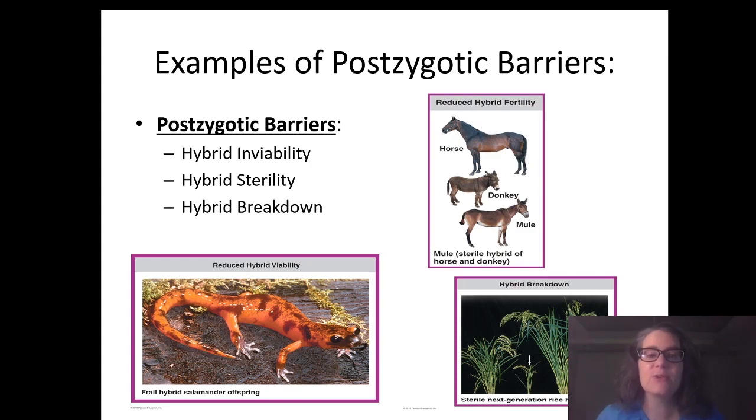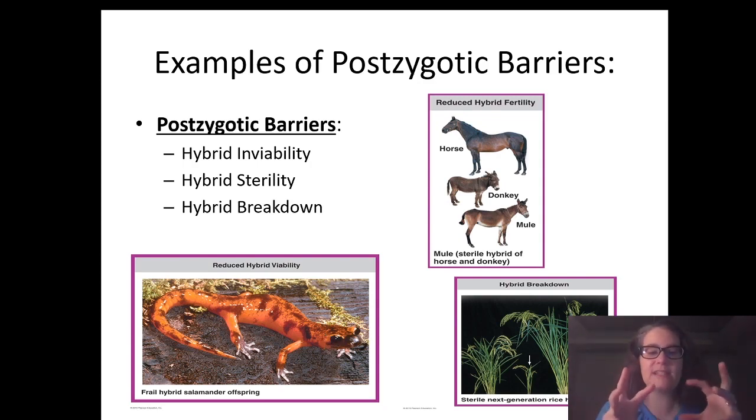Post-zygotic barriers are those where you allow the zygote to form, but then something else falls apart soon after that. So a post-zygotic barrier might be like this salamander species. This is called hybrid inviability, where you form the zygote and it grows into a juvenile salamander.